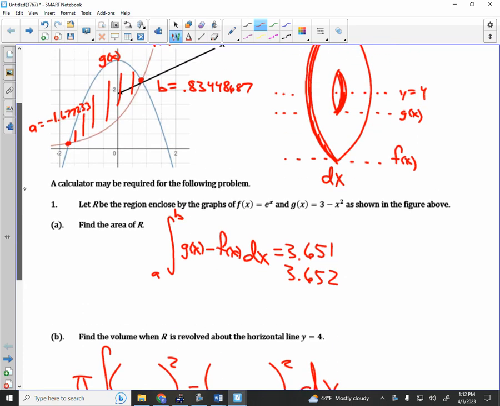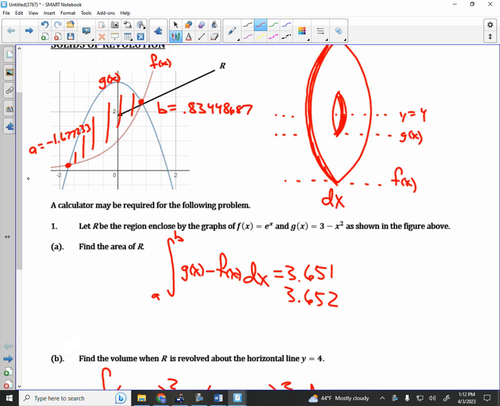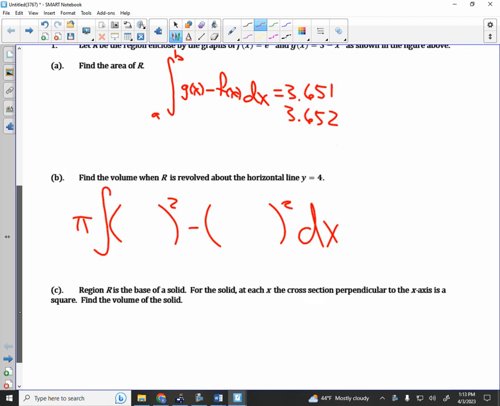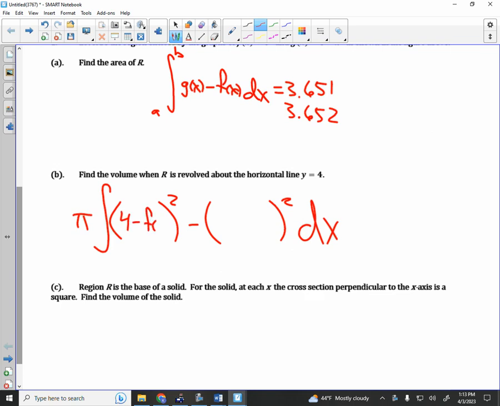So the big radius is going to be the distance from here to here. What is that? 4 minus f of x, always top minus bottom. 4 minus f of x. And then 4 minus g of x. What are our bounds of integration? A and b.